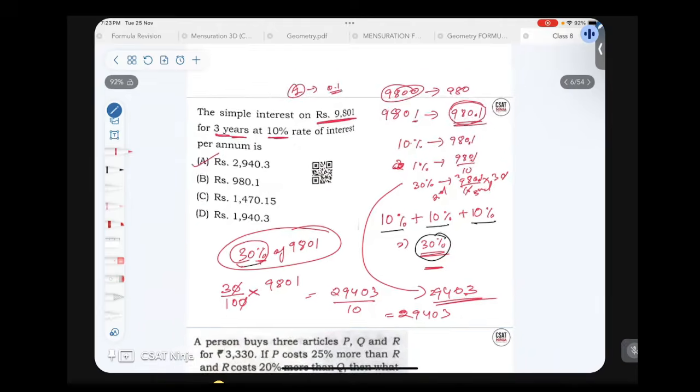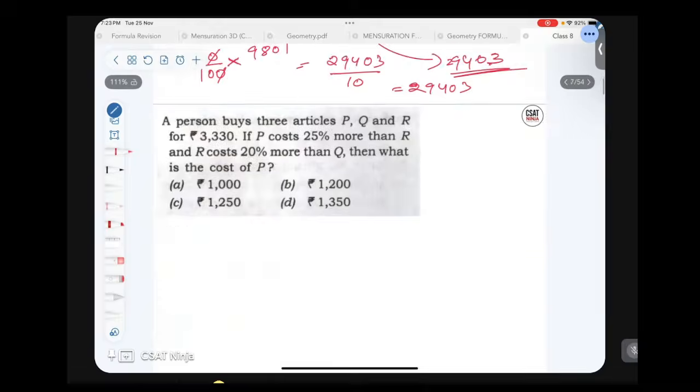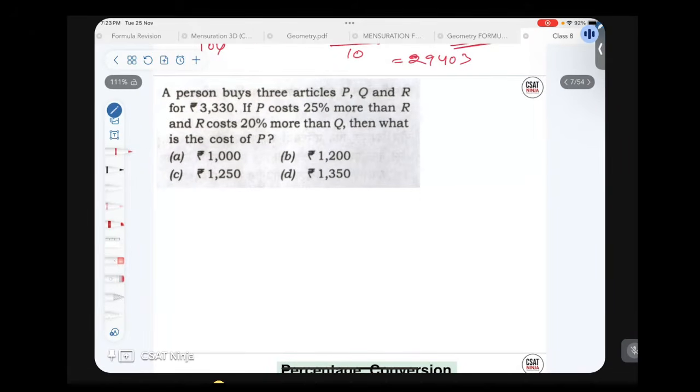So that is how you approach simple interest type of question from a percentage perspective. Okay, let's try one more question based on ratio and proportion. Since we have done ratio and proportion, we can do this question easily. So let's give it a try. The question says: a person buys 3 articles P, Q, and R for 3,330 rupees. If P costs 25% more than R and R costs 20% more than Q, then what is the cost price of P?